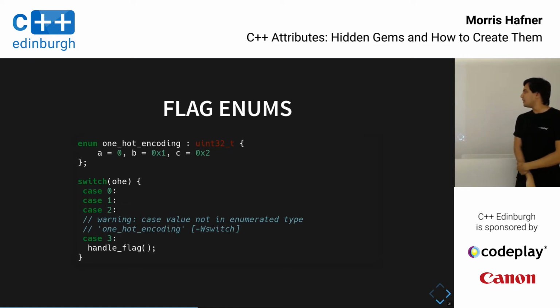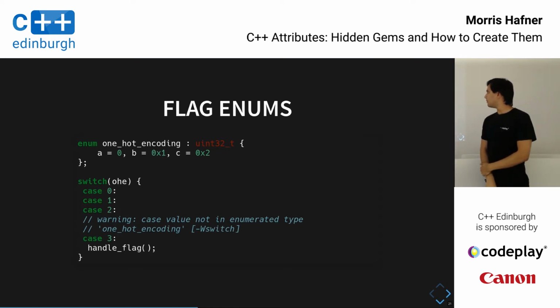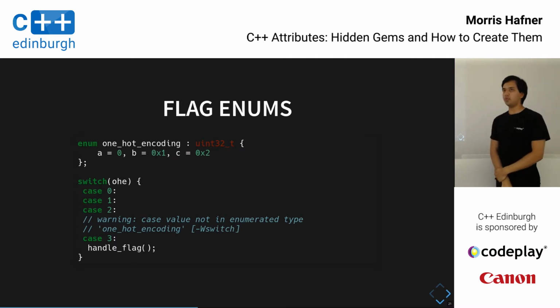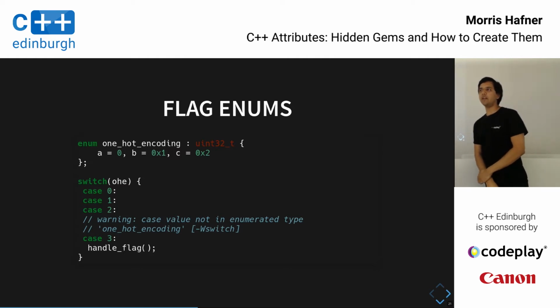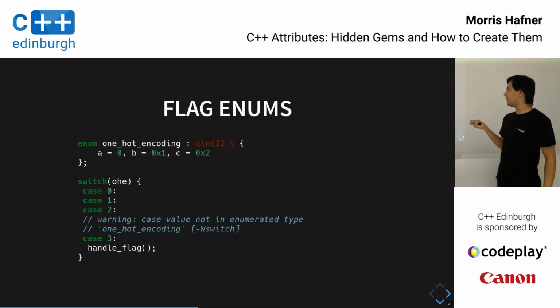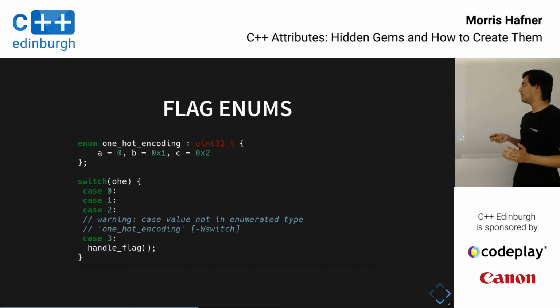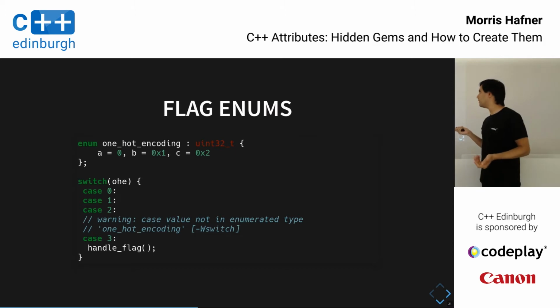In Clang, there's a warning called -Wswitch, and that warning triggers whenever you try to check for an enum value that is not declared inside of your enum declaration here. So this is problematic if you do something like one-hot encoding where you just want to check for certain bits and you might have different combinations of your bits. So something like this case 3 here might actually be valid because it's just B or C, or B bitwise-and C. So this warning is a bit useless in that case.